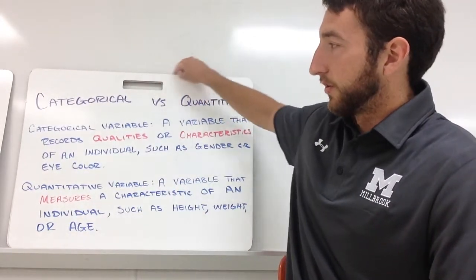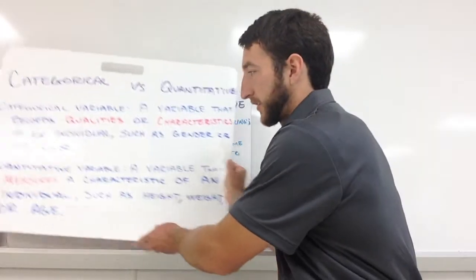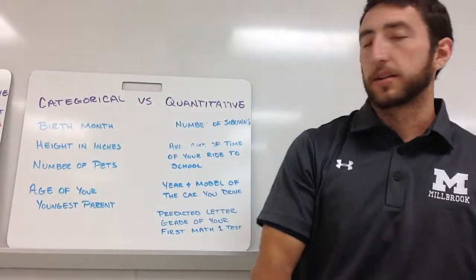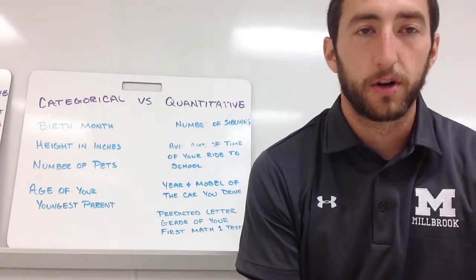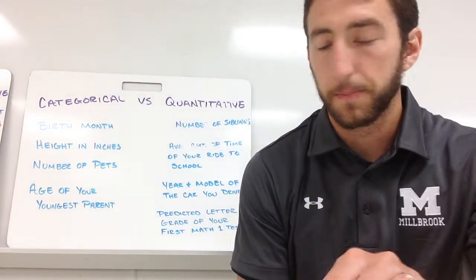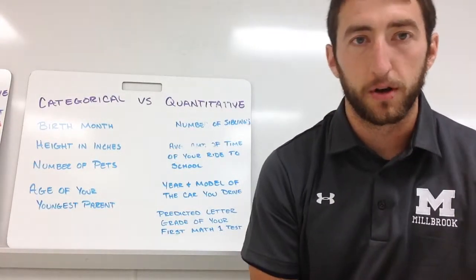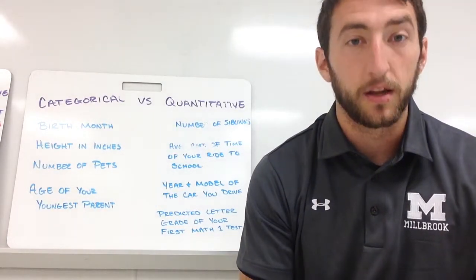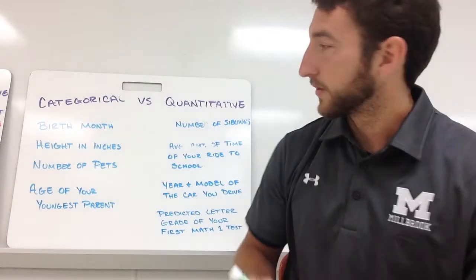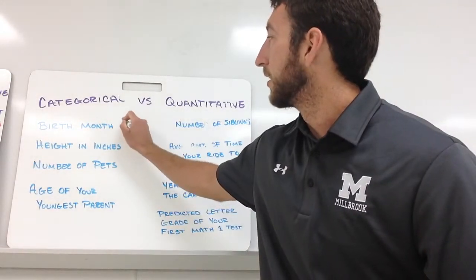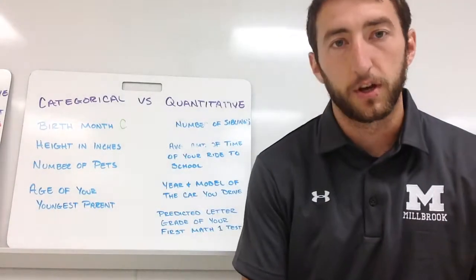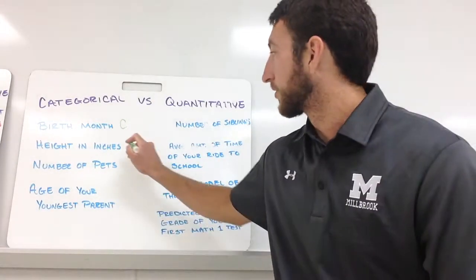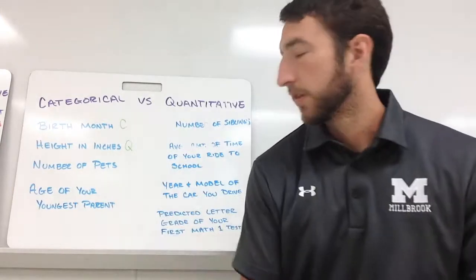So what we want to do now is practice a little bit. So we're going to practice whether it's going to be a categorical variable or a quantitative variable. Alright, so birth month. Birth month is measured January, February, April, May. Those aren't usually measurements, so that one's going to be categorical. Now, as we talked about earlier, height is a measurement, so that one's going to be quantitative.